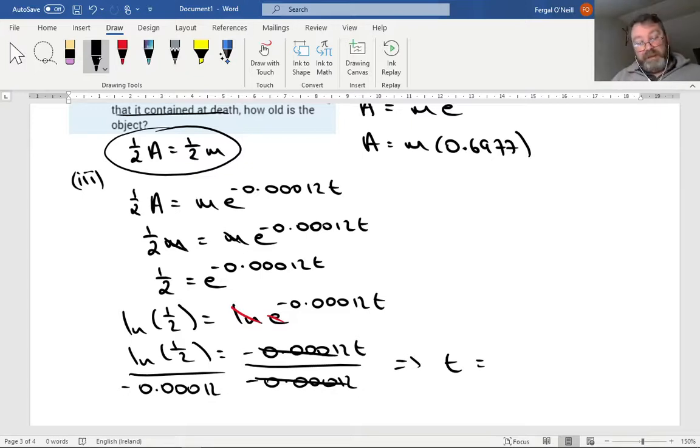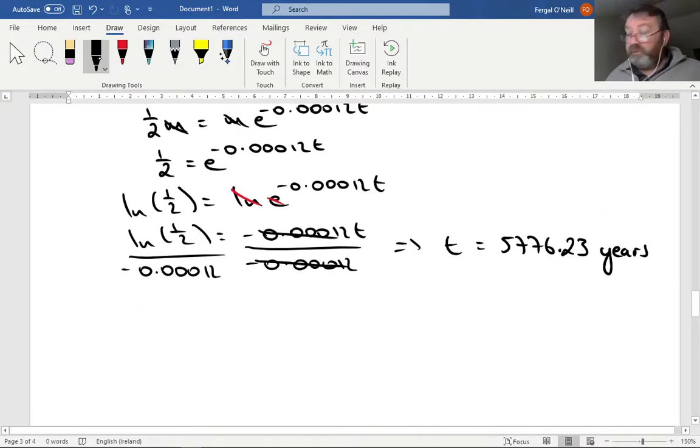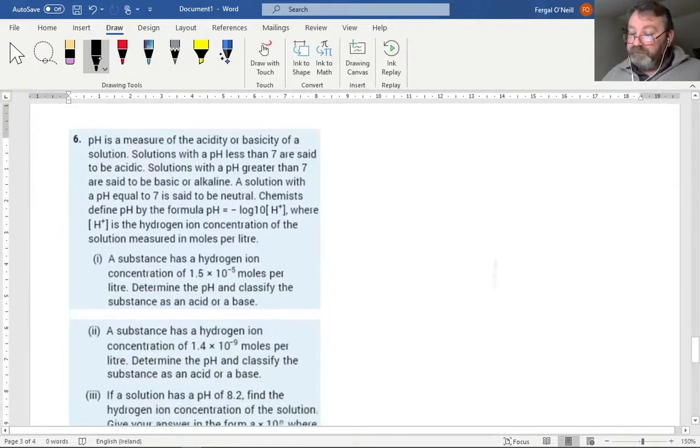So you go to your calculator again, turn on your fraction, put in the natural log of 0.5, and underneath that put in your minus 0.00012, and the answer comes out as 5,776.23 years. Now again, are there any conditions? Does it say anything about if an object now contains half the carbon-14 that it contained at death, how old is the object? No, that's fine. 5,776.23. Not asked to round off. That's perfectly fine. Okay, and the last one, question 6.